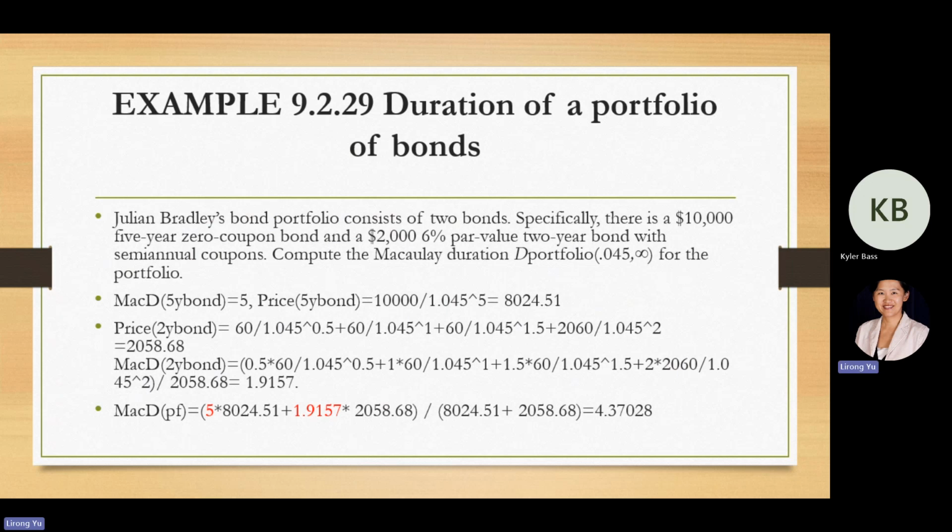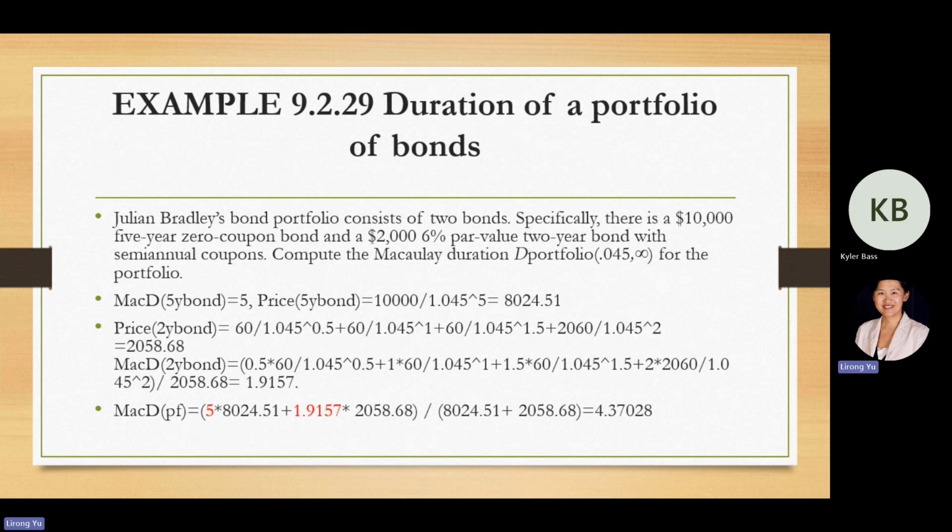Any question? So we determine the total price, and that price is the total present value. Now each individual value has to be divided by the total present value to find its percentage weight. Our cash flows occur at half year, 1 year, 1.5 years, and 2 years. All those times have to be multiplied by their weights, and then you get the total weighted average of 1.9157. That's the duration for the second asset in the portfolio.